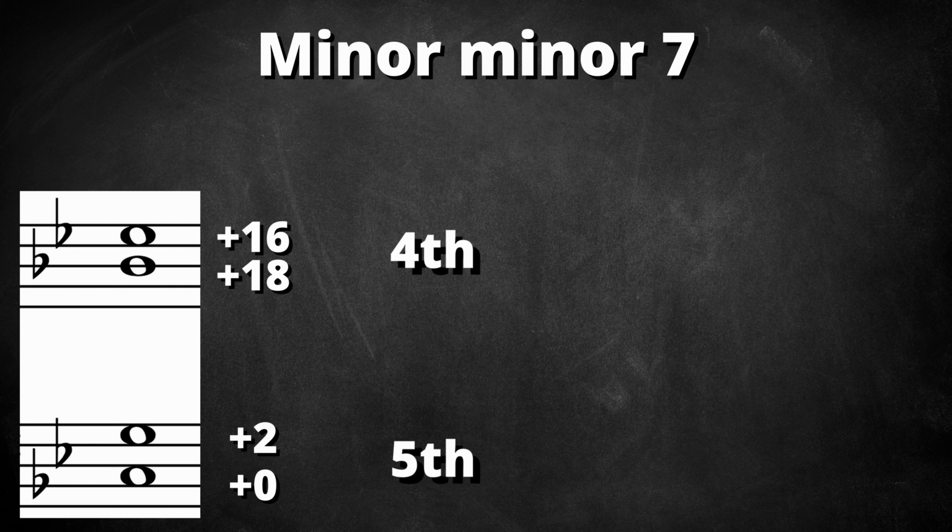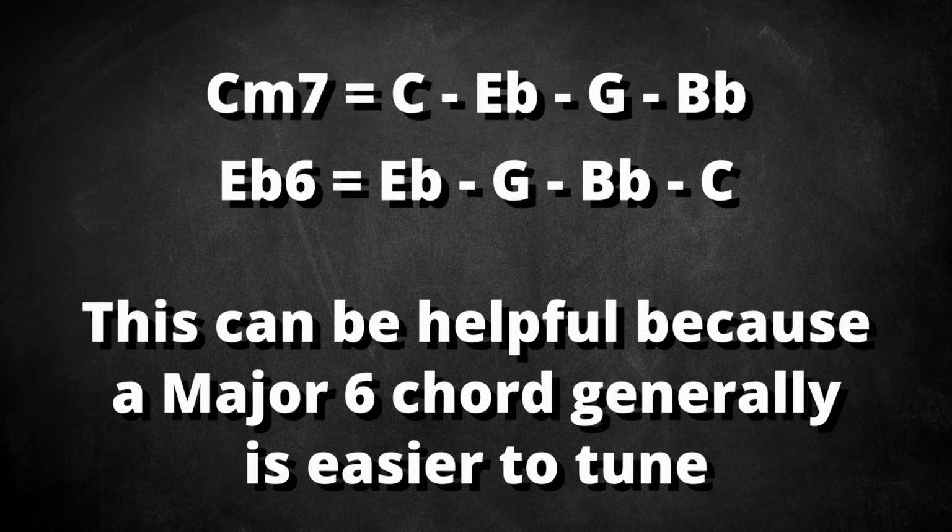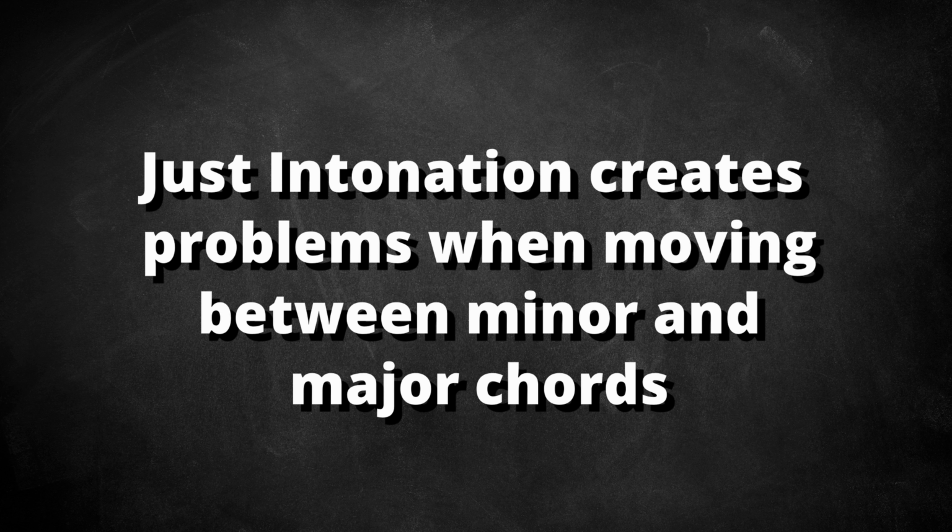Another way is to look at it as a major 6 chord, so C minor minor 7 becomes E flat 6. Again, we run into a similar problem when we put the chord into context. There's a lot of 2 to 5 movement in barbershop, and here's how that would sound if we strictly stick to just intonation.